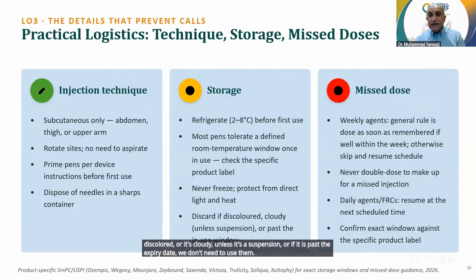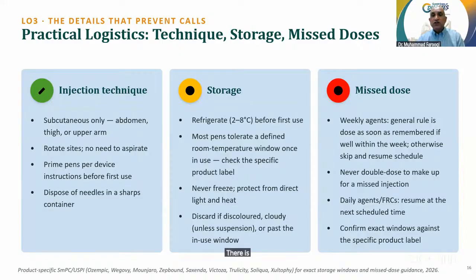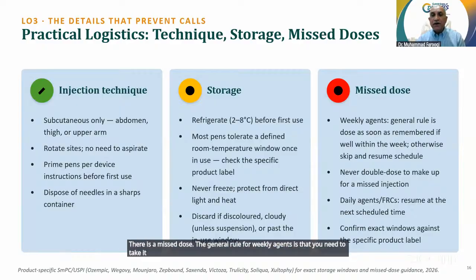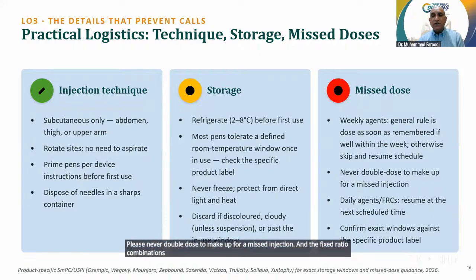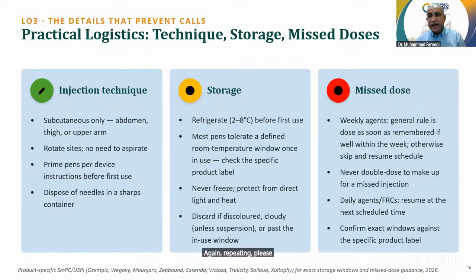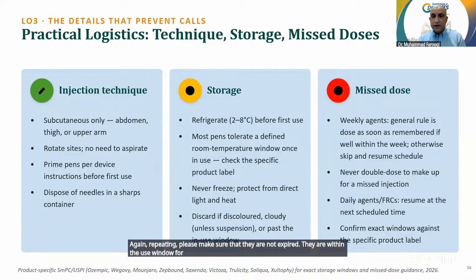In case there is a missed dose, the general rule for weekly agents is that you need to take it as soon as you remember, well within the week. Otherwise, if it is later in the week, just skip and resume the schedule on the next scheduled day. Please never double dose to make up for a missed injection. For the fixed ratio combinations of the daily agents, if one day is missed, obviously you can go on the next day. Again, please make sure that they are not expired, they are within the use window for that particular pen.